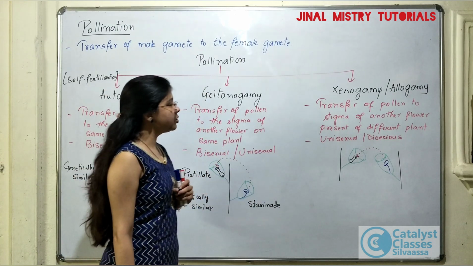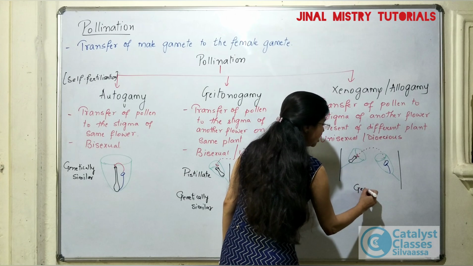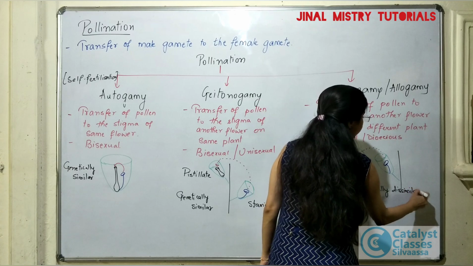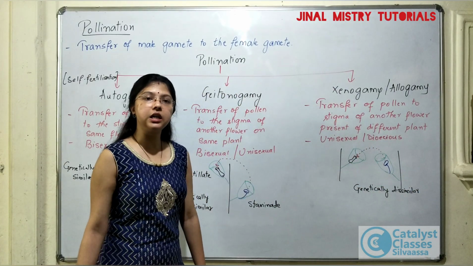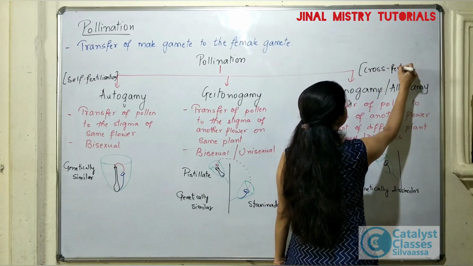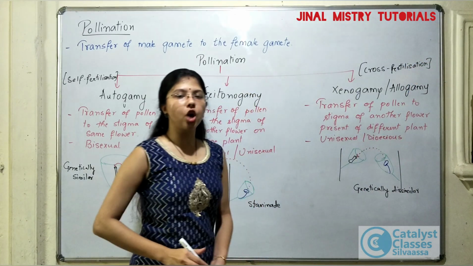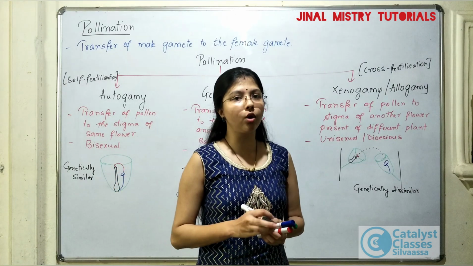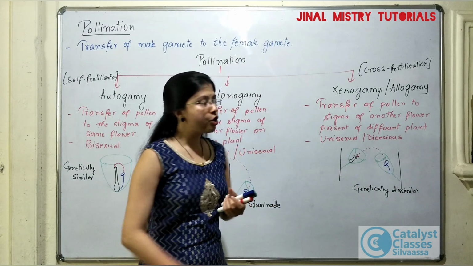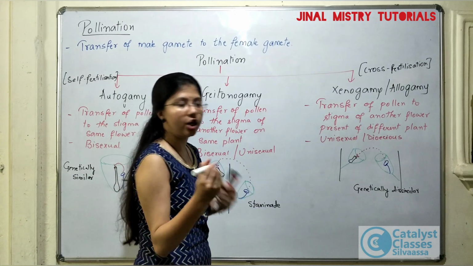In case of xenogamy, what you see is the two different plants are involved, right? So what happens here? The gametes will be genetically dissimilar. Since two different plants are involved, it will be genetically dissimilar. So you can say that xenogamy or allogamy is nothing but cross-fertilization. Now, those plants which show cross-pollination, which favor cross-pollination, this transfer of the male gamete up to the stigma requires certain agents. So there are different organisms which act as agents for the process of cross-pollination to take place.